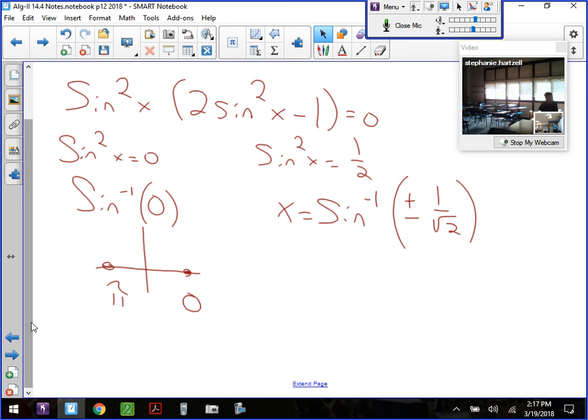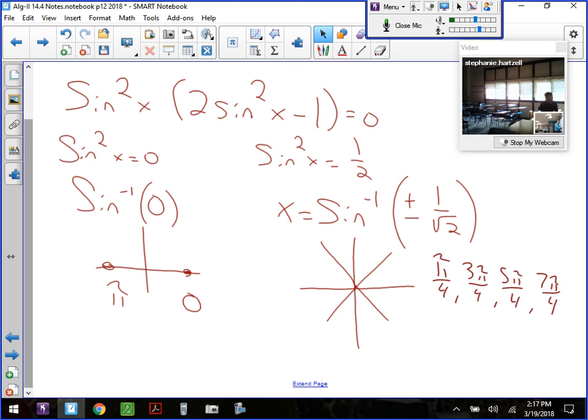Okay. 1 over root 2 happens to be which angle? It's a 45, isn't it? It's a 45, and it happens to be in all 4 quadrants. So if I take all 4 quadrants of that, since this was a find all answer, it'd be pi over 4, 3 pi over 4, 5 pi over 4, and 7 pi over 4. And that gives me my 6 solutions. Okay.